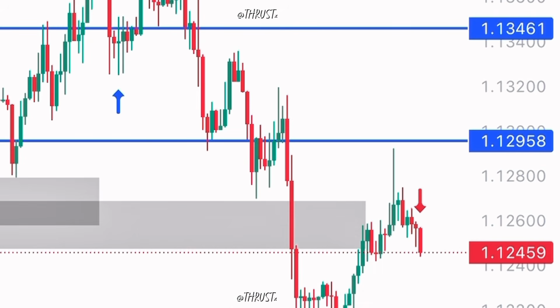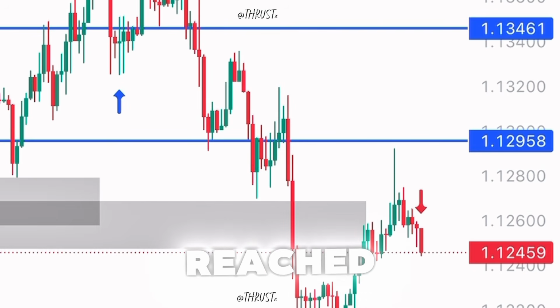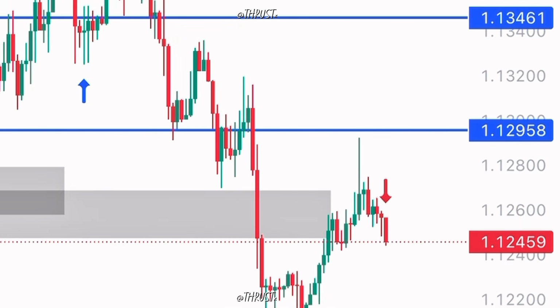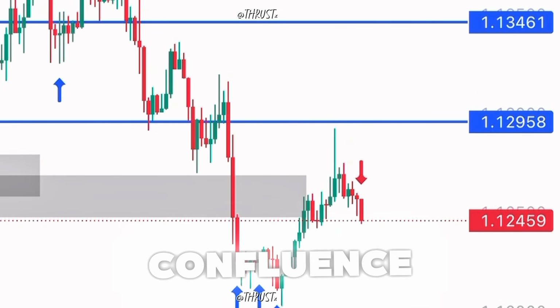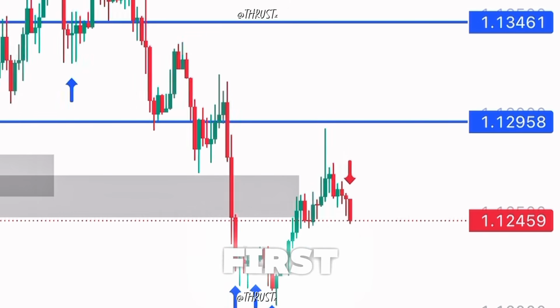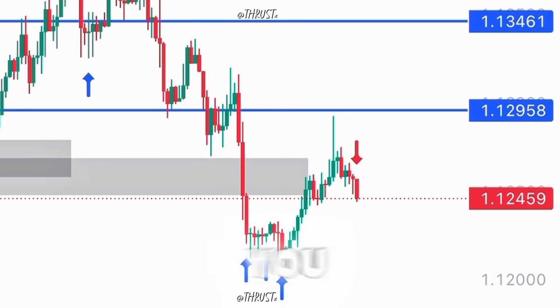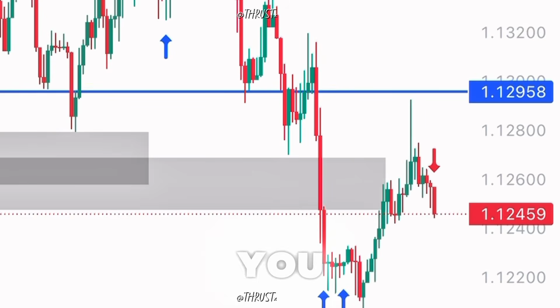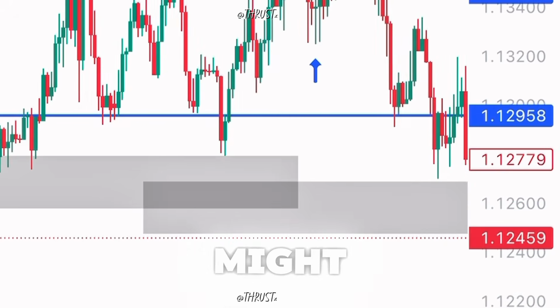Like right there, the first TP has been reached. That's the first area of confluence, not on the line there, but the first area of confluence which we have to the left, you can see. So you have to exit, because if you don't, you might suffer losses.